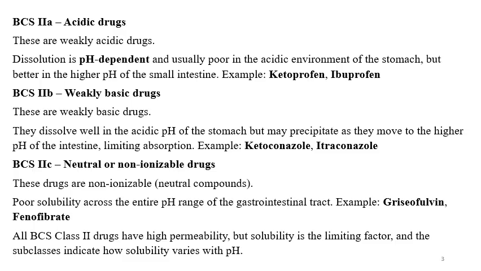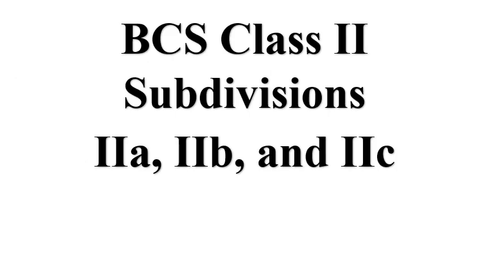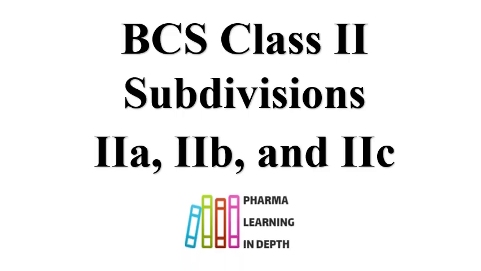So you can check the acidic, basic or neutral nature of the drug molecules belonging to BCS class 2, and then you can go ahead with the development. All BCS class 2 drugs have high permeability, but solubility is the limiting factor, and subclasses indicate how solubility varies with the pH. Then we should also consider the way forward to improve their dissolution and solubility.